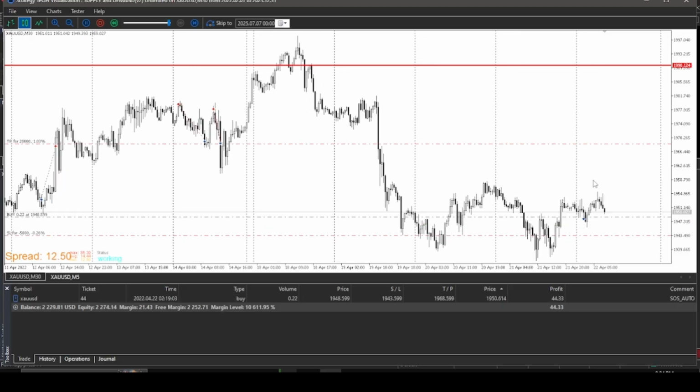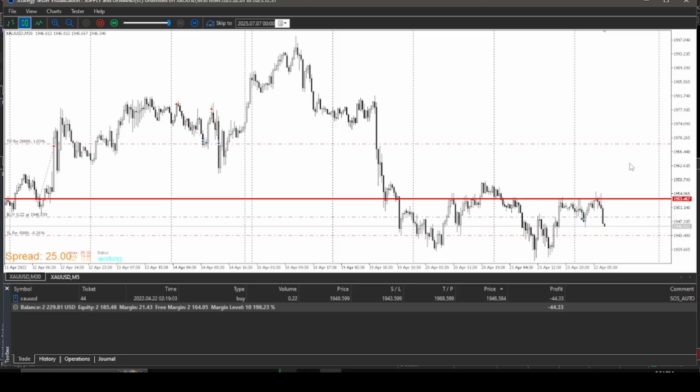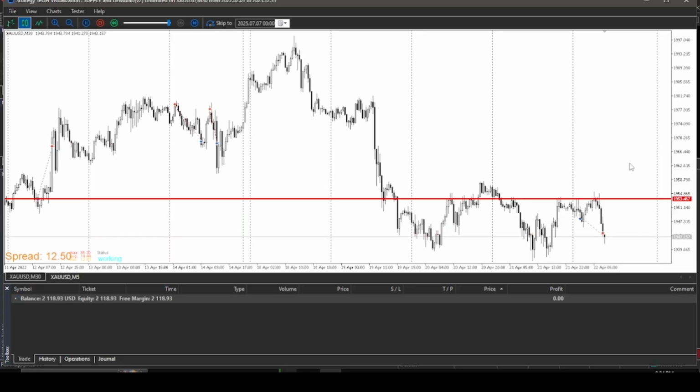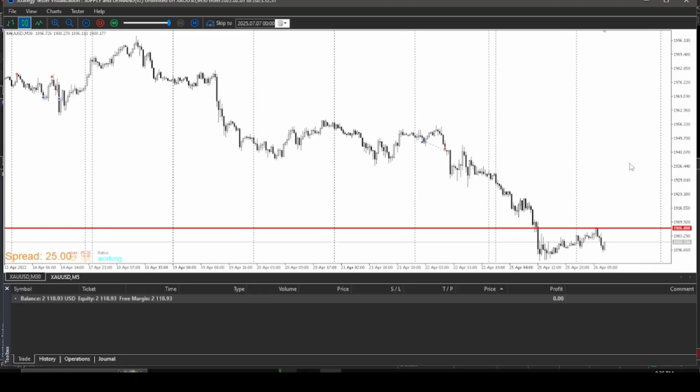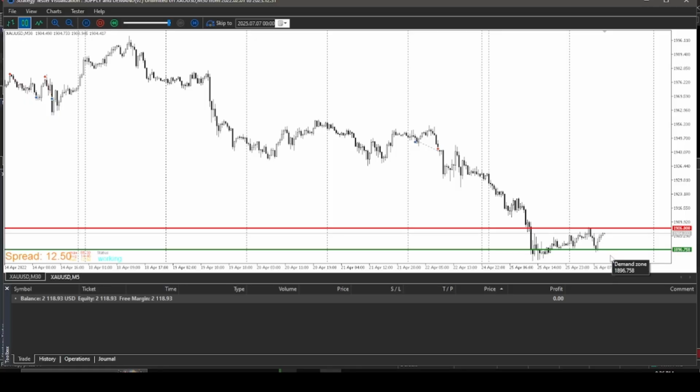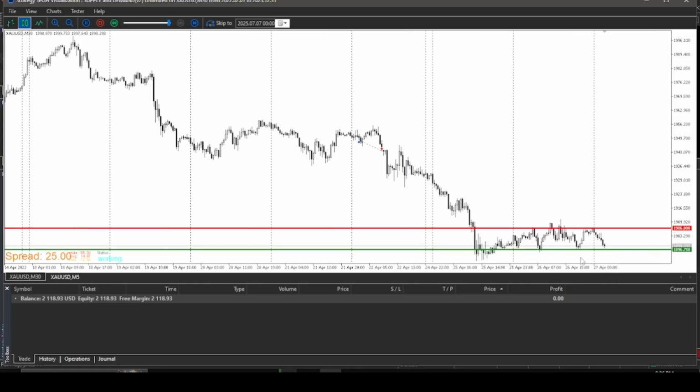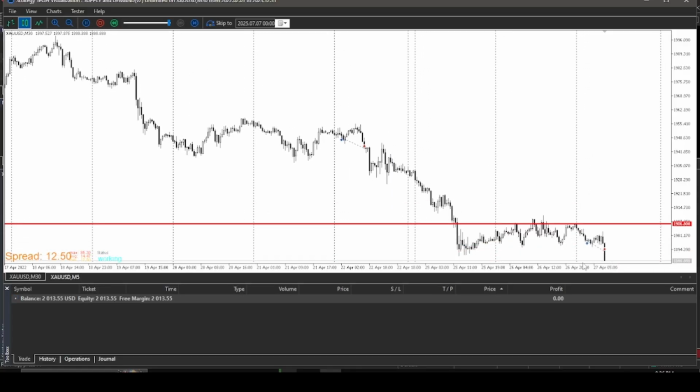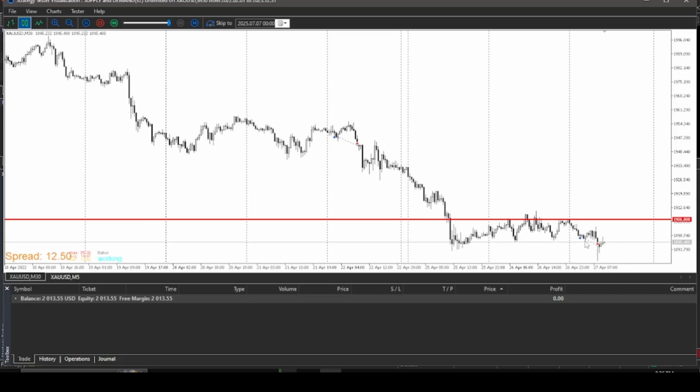Okay. So I've taken a buy. Let's see. Okay, that has ended up in a loss. So we have a supply zone here at this area and also a demand zone. Okay. We've taken a loss here.